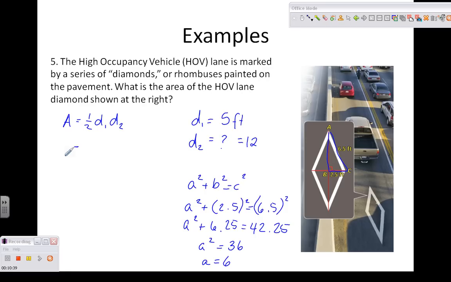And so now I have all of the information that I need to plug in my formula. So we have 1/2 times 5 times 12. 1/2 times 5 times 12 gives us 30. We're dealing with a unit of feet, so my answer is in feet squared.